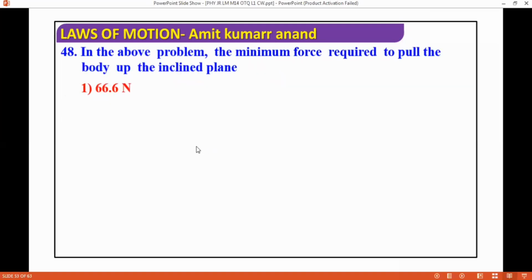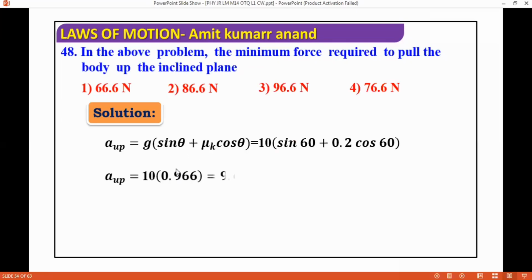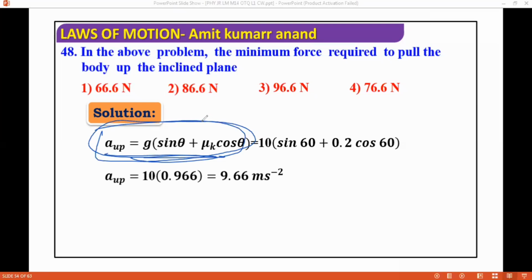In the problems, the minimum force required to pull the body up the inclined plane: if you are moving up, just change the relation. In place of minus, put plus. So g sin theta plus mu k cos theta. You should know how I derived all this. You should know the derivation as well as the result directly, because JEE asks this question directly in the examination.